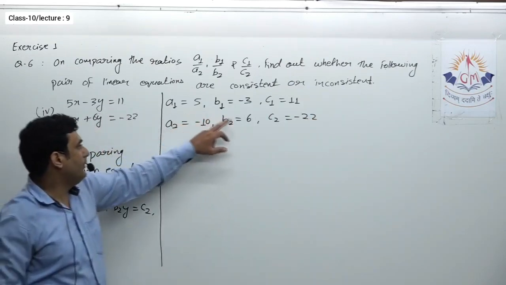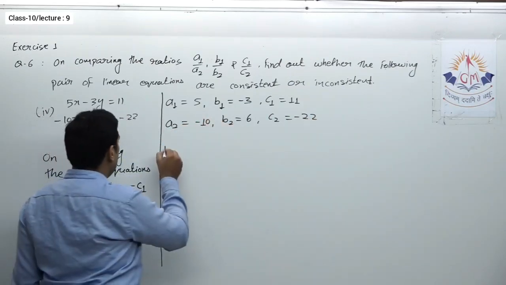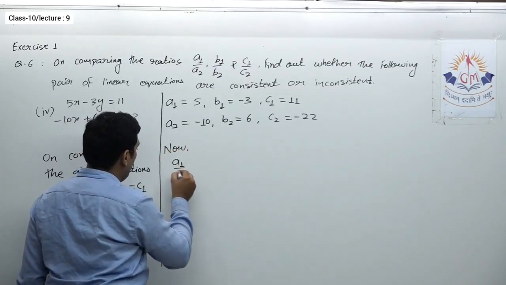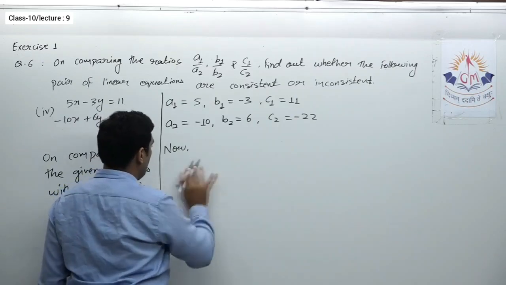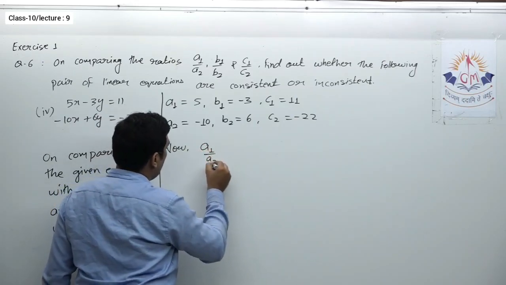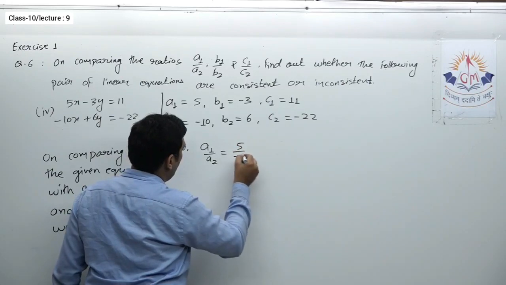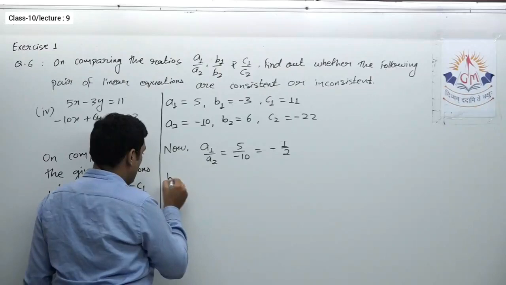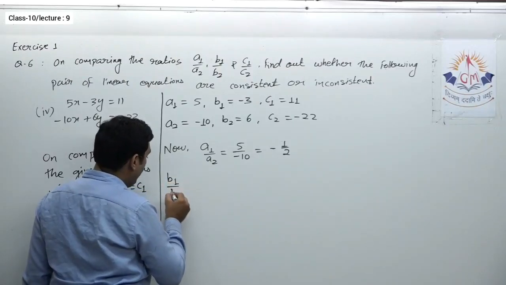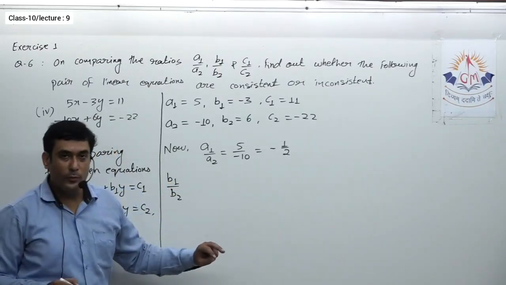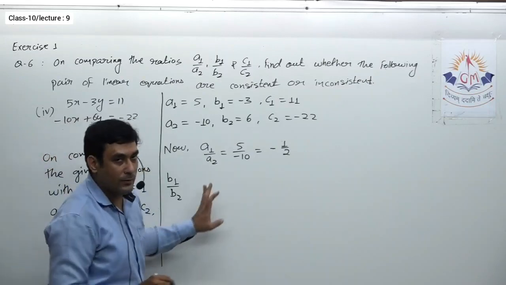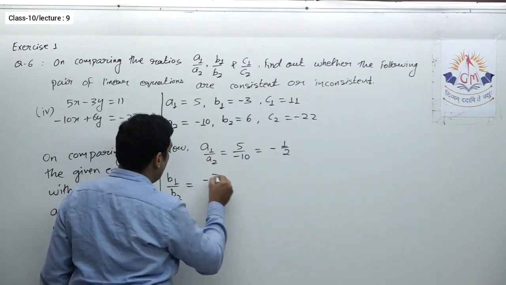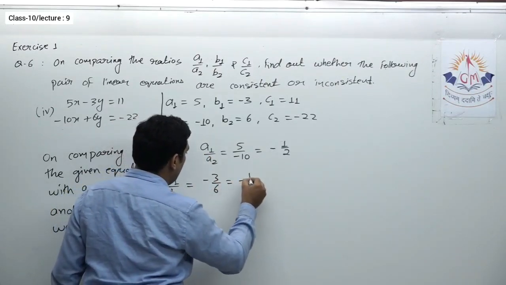Okay, we got a1, b1, c1, a2, b2, c2. Now what we'll do next, we'll find a1 upon a2. We need to find all ratios. So a1 upon a2 is 5 upon minus 10, which gives you minus 1 upon 2. Now we'll find b1 upon b2, and if a1 upon a2 is not equal to b1 upon b2, we won't continue this. That means we won't find c1 upon c2. So here b1 upon b2 is minus 3 upon 6, that is minus 1 upon 2.